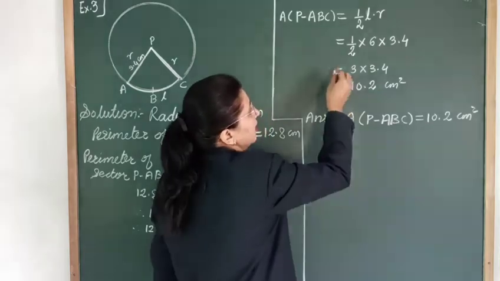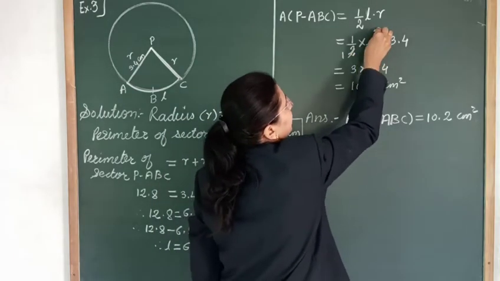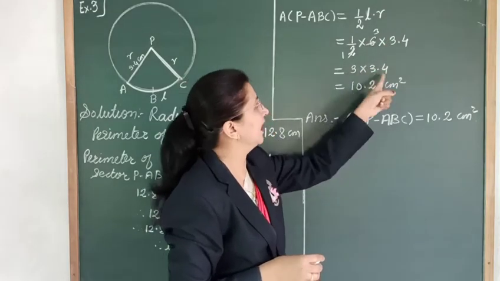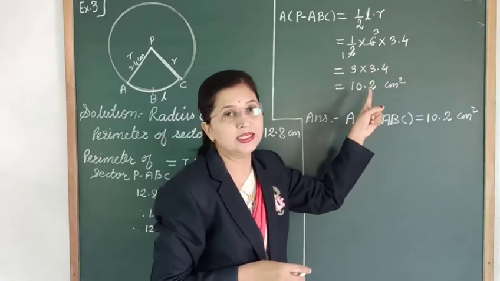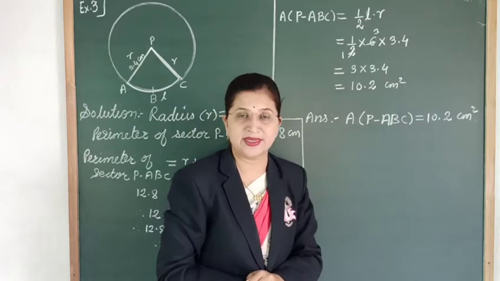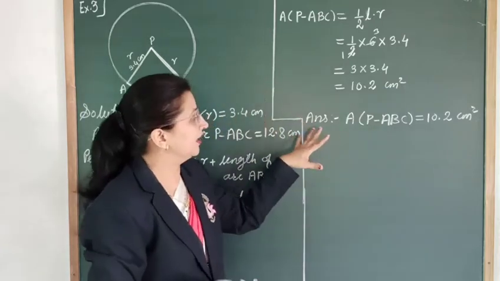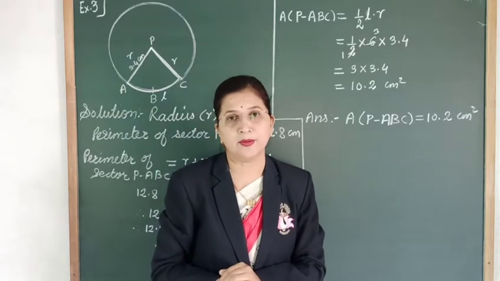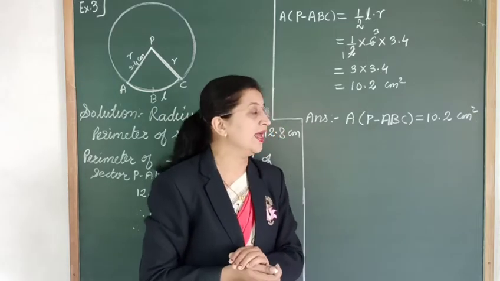Okay, now let's solve this. 2 1s are 2, 2 3s are 6. 3 into 3.4, so we'll get the product as 10.2 square centimeter. So in this way, we'll get the area of sector P'ABC equal to 10.2 square centimeter.